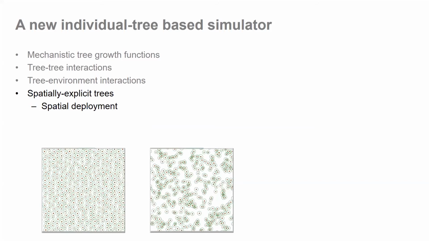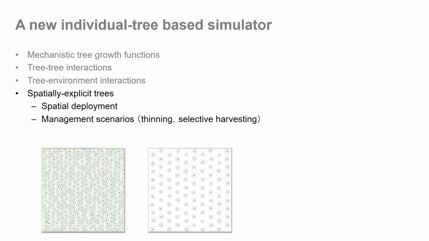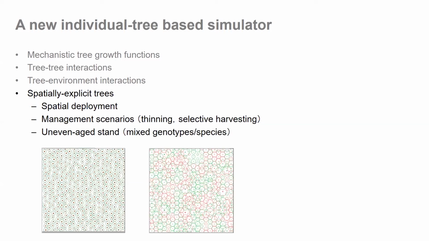So each individual tree's location has been recorded and represented in the simulator. You can develop your own spatial deployment for your management purposes, such as to study different initial spatial patterns and their effects on tree growth and size inequality. You also can use this to develop different management scenarios, such as different thinning strategies and selective harvesting approaches. And by using these spatially explicit trees, you are also able to develop uneven-aged stands, such as mixed genotypes or species, that can simulate more complicated structures of your stand, which cannot be done in former models and simulators.